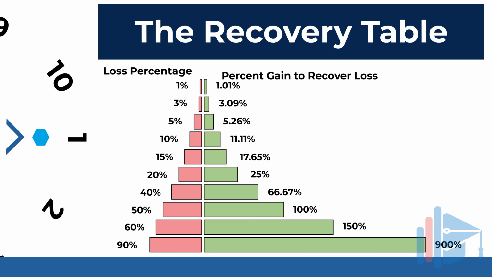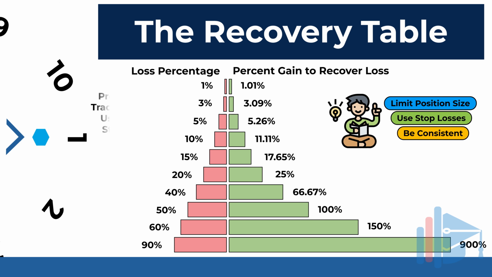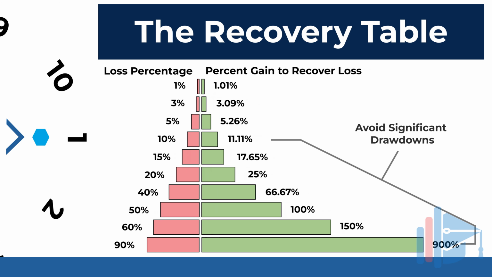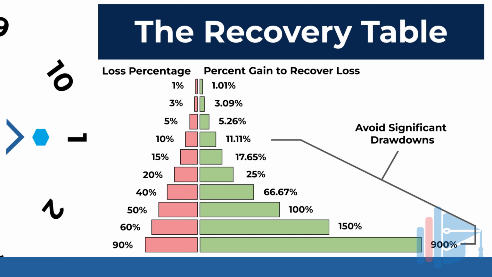This table illustrates an important truth: the deeper the loss, the exponentially harder it becomes to recover. The relationship between loss and recovery isn't linear. Small losses are manageable, but larger drawdowns become increasingly challenging to reverse. This is why disciplined risk management is essential. Limiting your position sizes, using stop losses effectively, and maintaining consistent risk practices are critical to avoiding significant drawdowns.